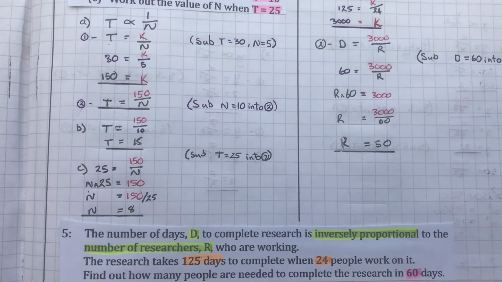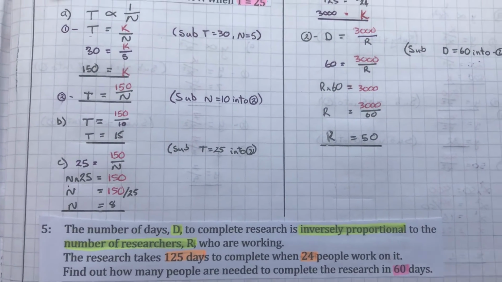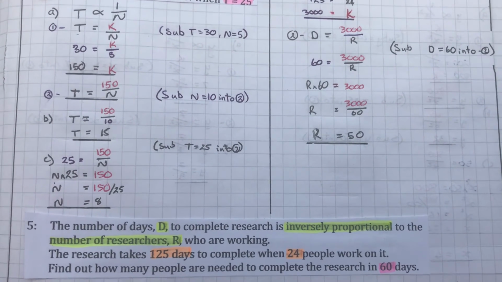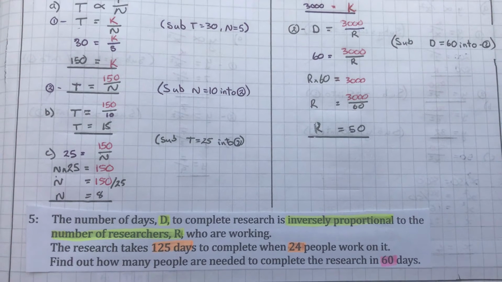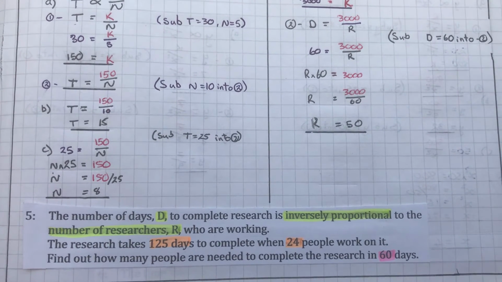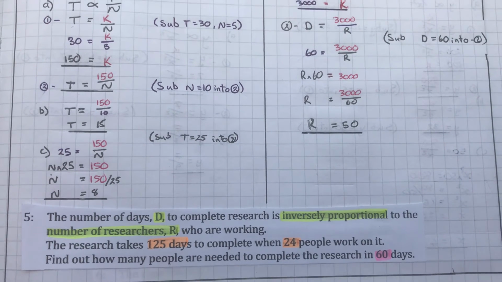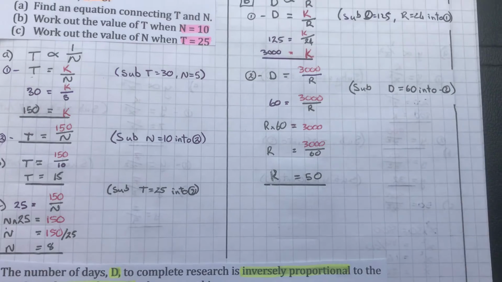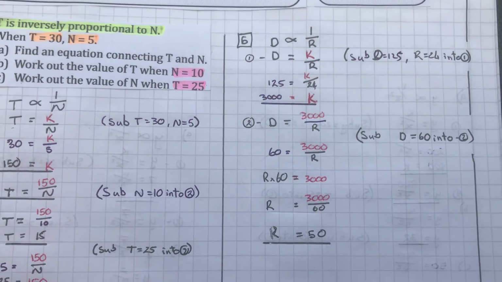For the second question, the number of days D to complete research is inversely proportional to the number of researchers who are working. If the research takes 125 days to complete with 24 people, find out how many people are needed to complete it in 60 days. If we go back up to the top.